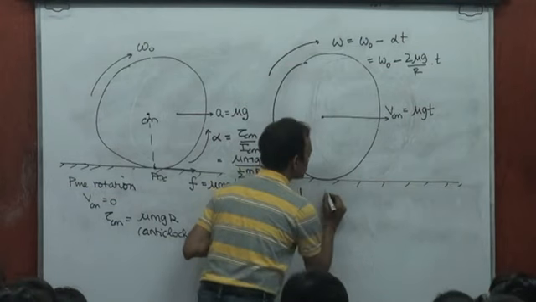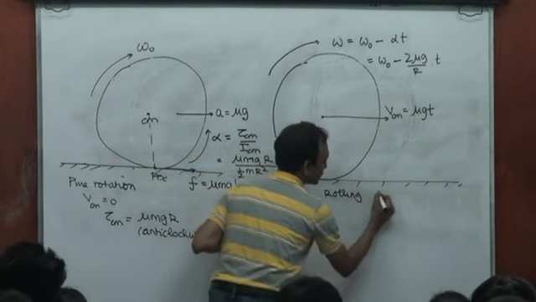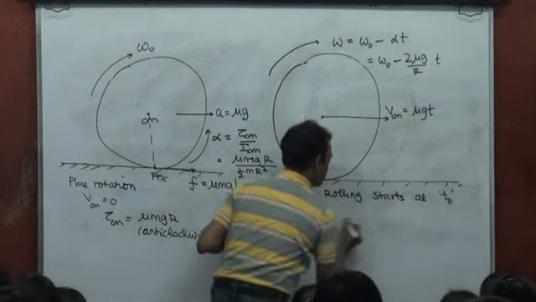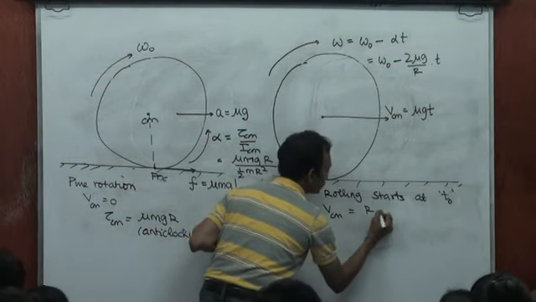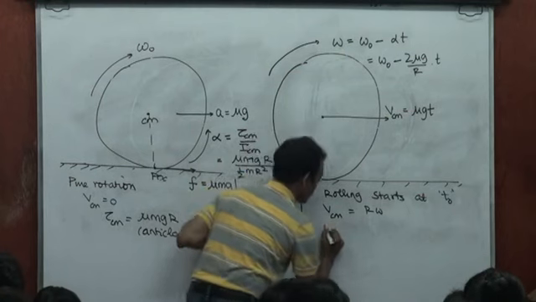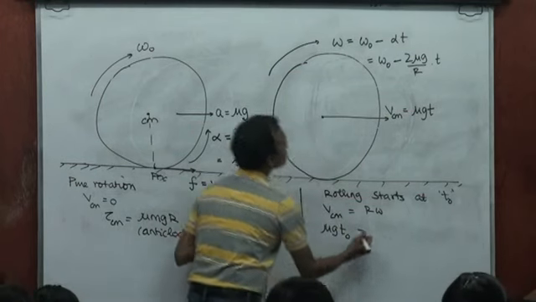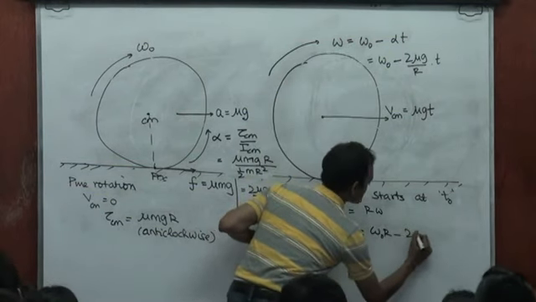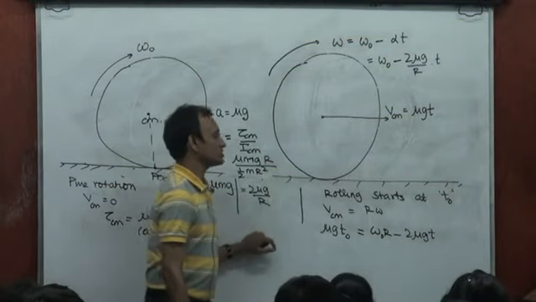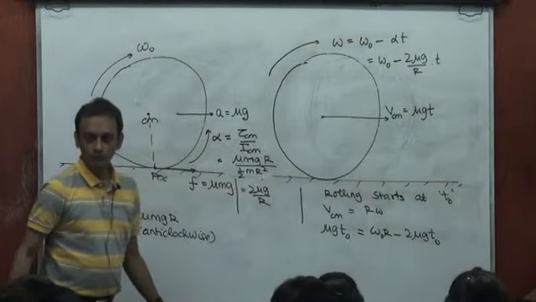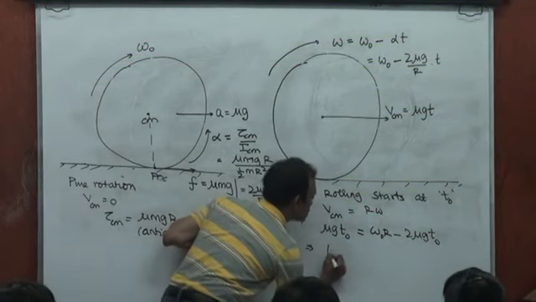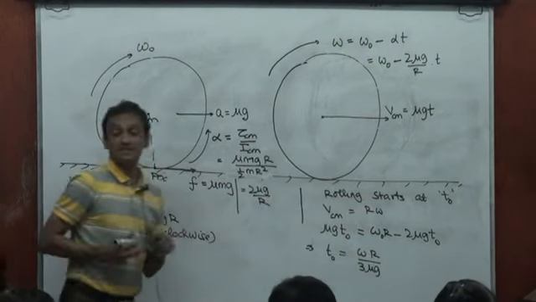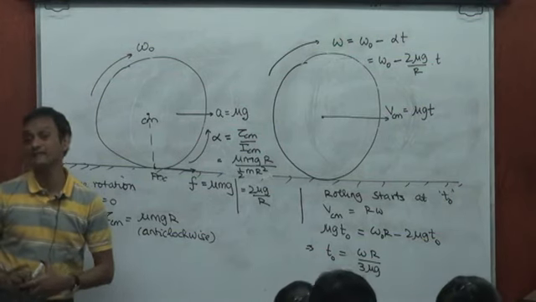So, at t naught, where V_CM becomes equal to R omega, mu g t naught is R omega. R omega, as you can see here, is omega naught R minus 2 mu g t naught. And that tells us that t naught must be omega naught R divided by 3 mu g. That's the time. Again, if mu is high, the time taken for commencement of rolling is less.